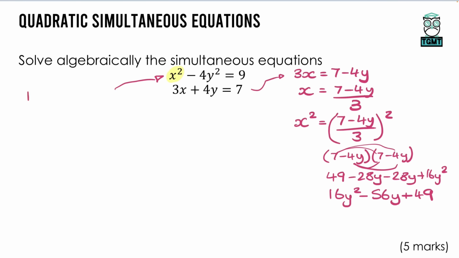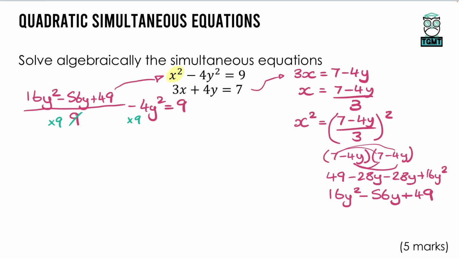We can put that now all into this first equation. So we have 16y squared minus 56y plus 49 all over 9, and then we have minus 4y squared is equal to 9. Now in order to get this equal to 0 and into a format that we are used to, we do need to get rid of this fraction, so I need to times by 9, which will get rid of this divide by 9. I just need to remember as well, this is also multiplied by 9, and so is this number at the end. So I need to multiply everything by 9 essentially.